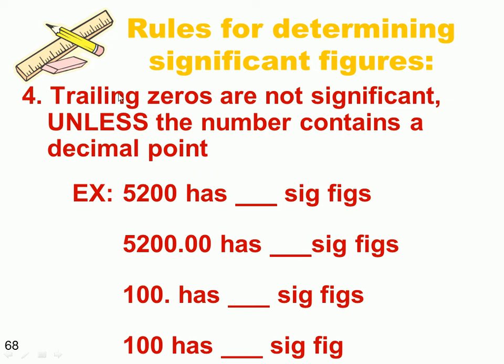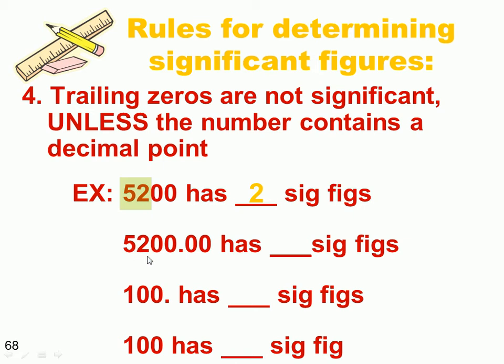So a trailing zero is what I call a zero at the end of the number. Like if you're trailing in a line, you're at the end of the line. So this 5,200 value, it does not contain a decimal. So these zeros that are trailing the number are not significant. This number here, 5,200, has 2 numbers that are significant to the measurement. These other 2 zeros are part of the approximation part or are not significant to the measurement.